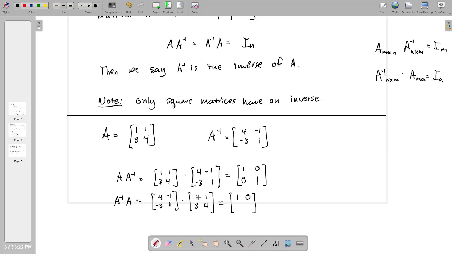Negative 3 times 1 is negative 3. 1 times 3 is positive 3. When we add those two, we get 0. Negative 3 times 1 is negative 3, plus 4 times 1, which is 4. We get a 1 here. So it actually does not matter which order you multiply the inverse with the matrix A. If it is the inverse, it will give you the identity in either order.